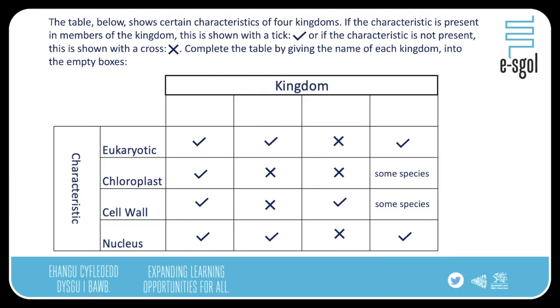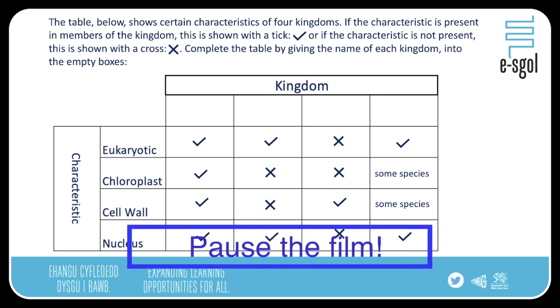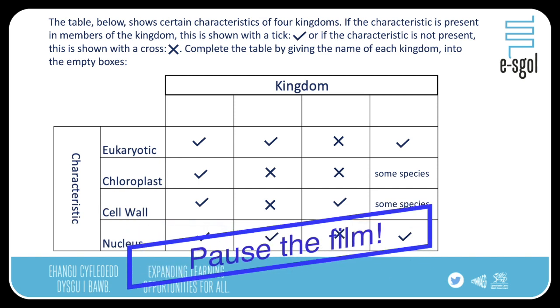The table, below, shows certain characteristics of 4 kingdoms. If the characteristic is present in members of the kingdom, this is shown with a tick, or if the characteristic is not present, this is shown with a cross. Complete the table by giving the name of each kingdom into the empty boxes. Pause the film when you have read the question and write down your answers.